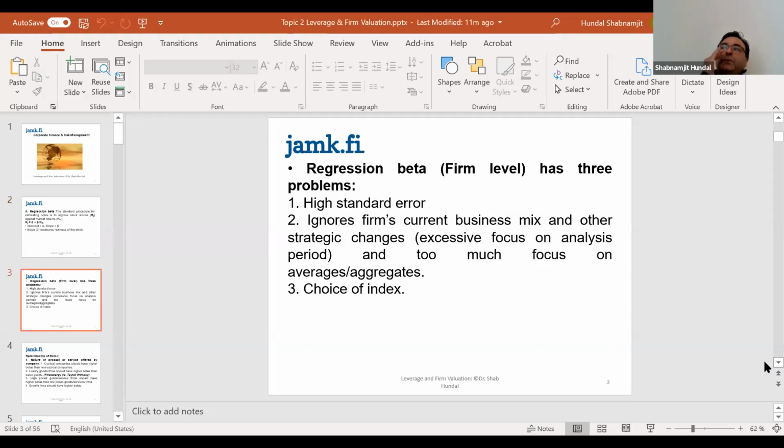There are some problems with regression beta. Some of the problems are very visible. First of all, the standard error is very high. The standard error is that which we normally get or experience by excluding some variables.